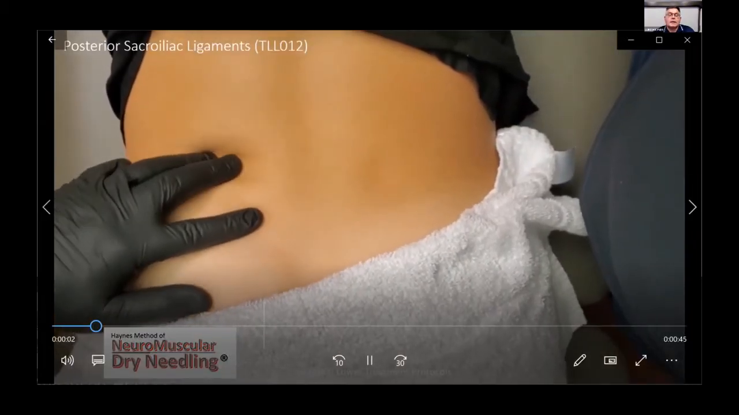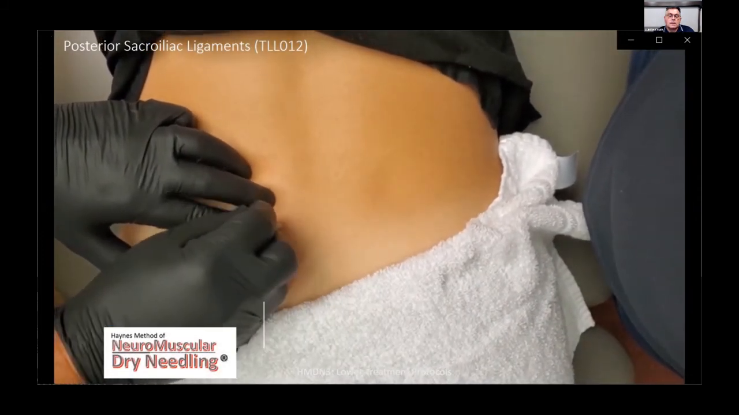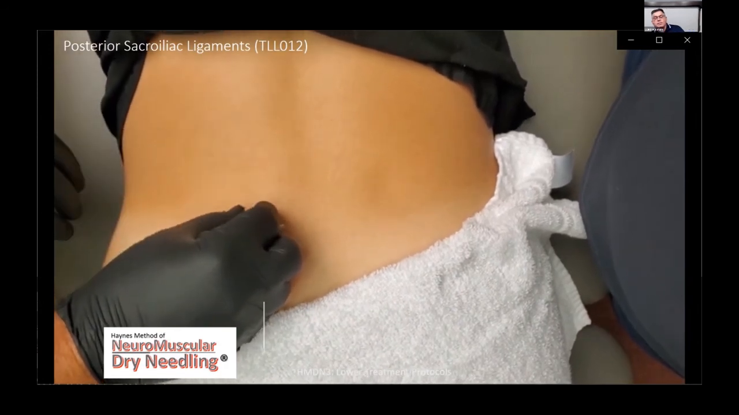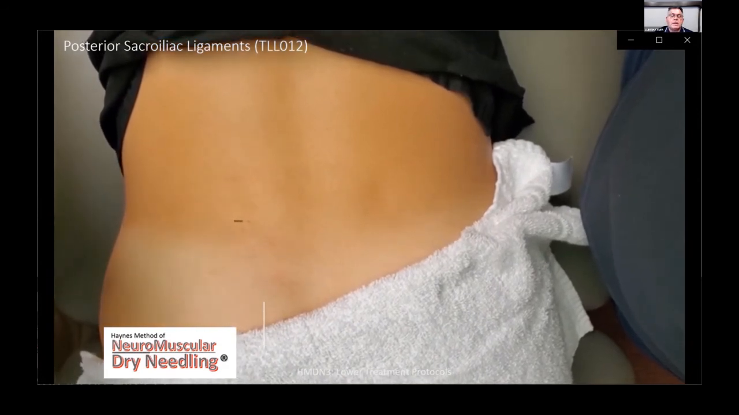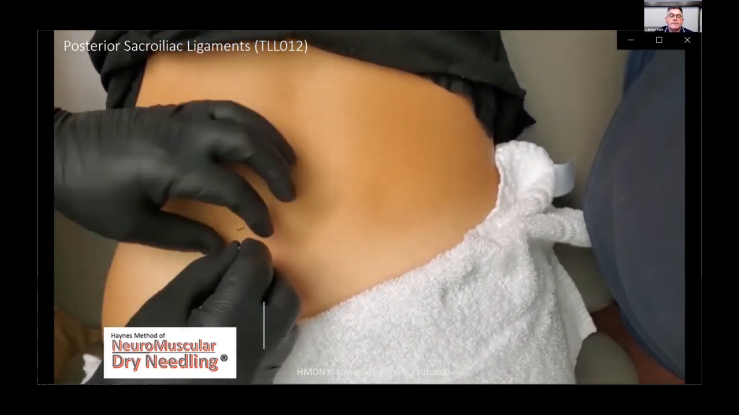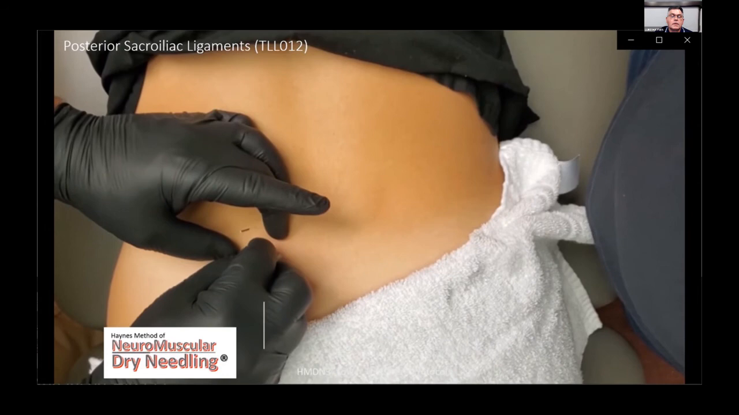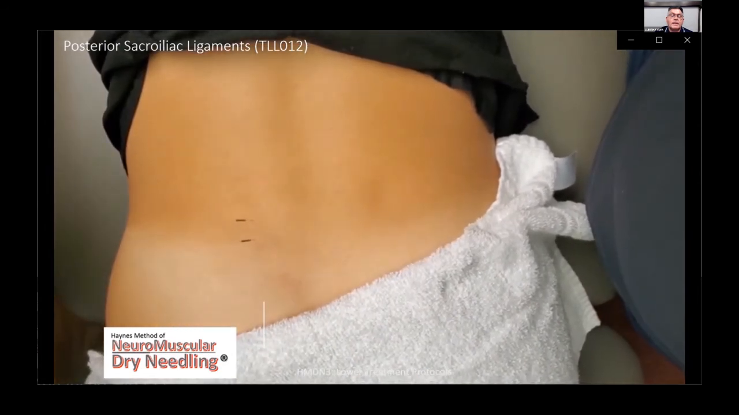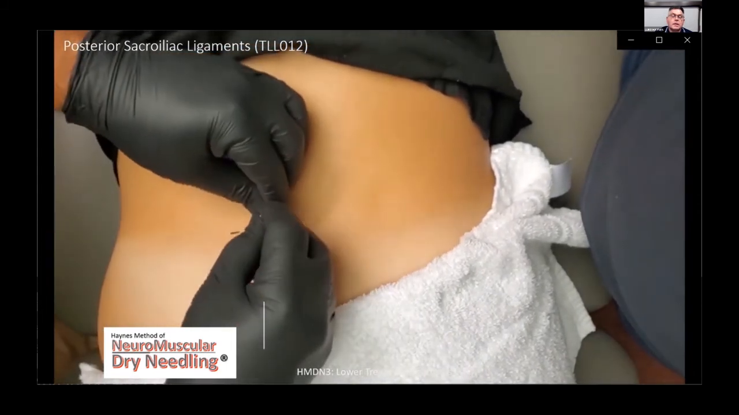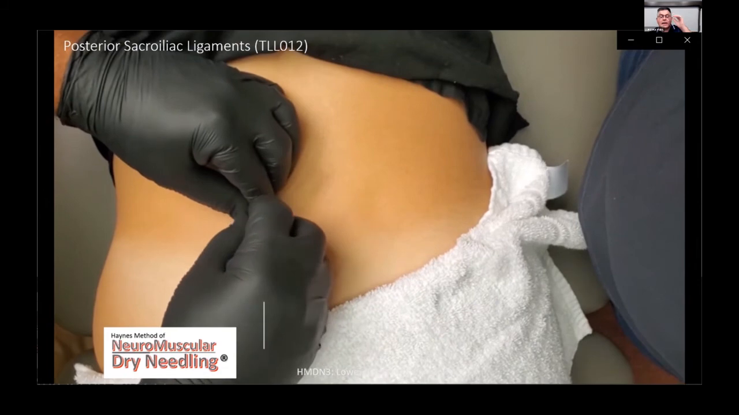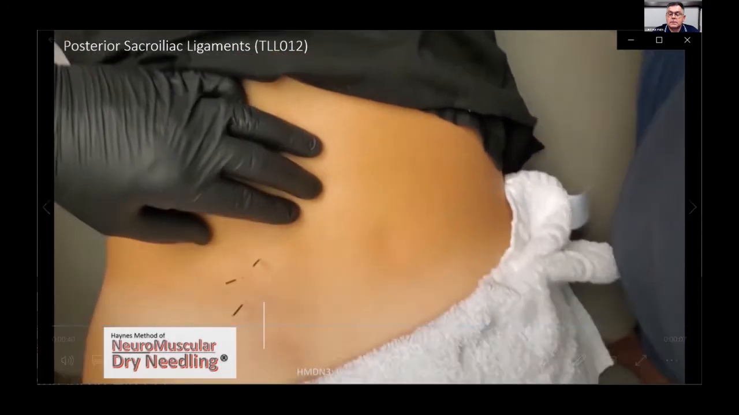So posterior sacroiliac. PSIS. Okay, we should hit PSIS as our backdrop. We'll drop 1 finger breadth inferior, caudally. It should reach backdrop there. And then 1 finger breadth cranially and medially, for the posterior sacroiliac ligaments. Right there.